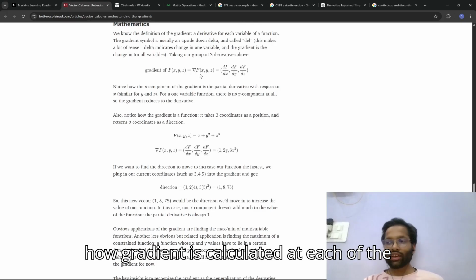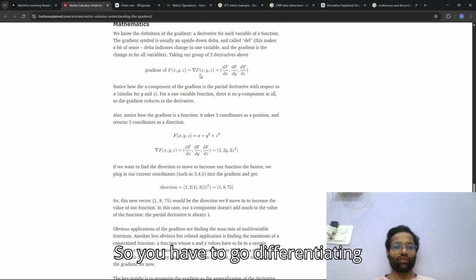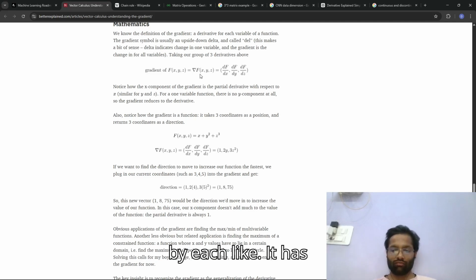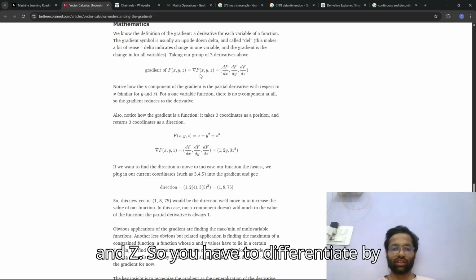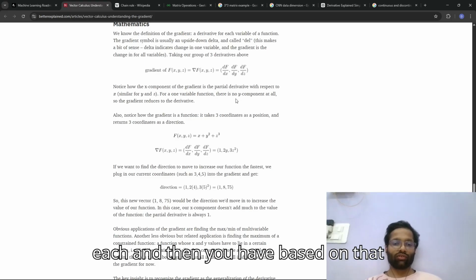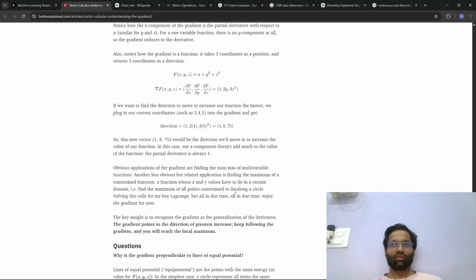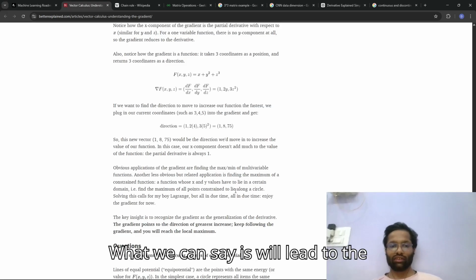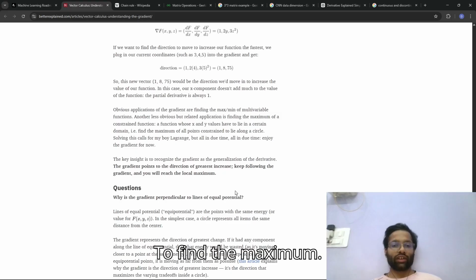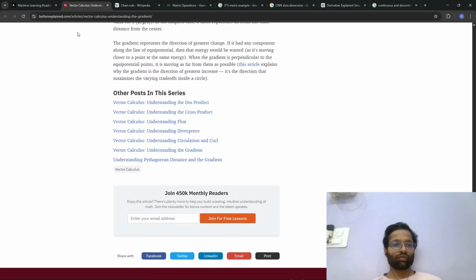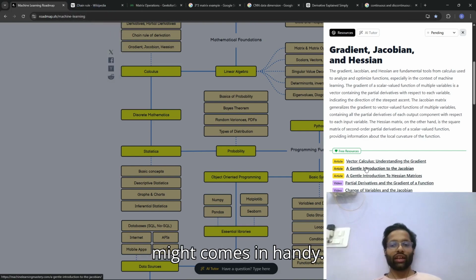So how is the gradient calculated at each point while applying the algorithm? It has three dimensions, as you can say, x, y, and z. You have to differentiate by each, and based on that differentiation, you have to find the direction which will lead to the increase. If you go in that direction, it will help you find the maximum. Maxima minima calculation by vectors, that topic, if you read, might come in handy.